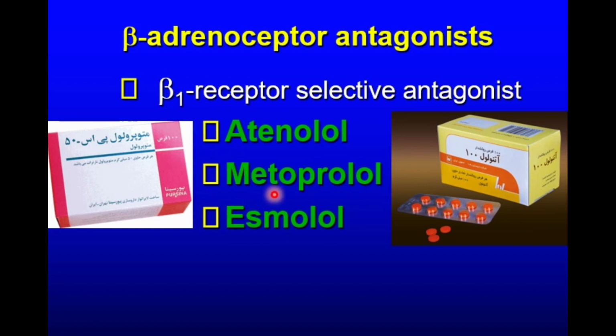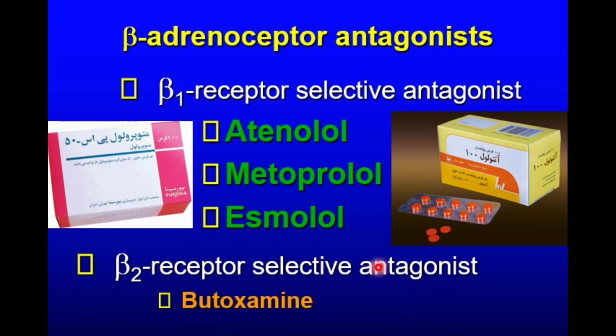Atenolol, metoprolol, and esmolol are more selective for cardiac beta-1 adrenoceptors. For example, atenolol antagonizes adrenaline on the heart at doses that have little effect on the relaxant action of adrenaline on the respiratory tract. Butoxamine is a selective beta-2 adrenoceptor antagonist. It is only used as a research tool.